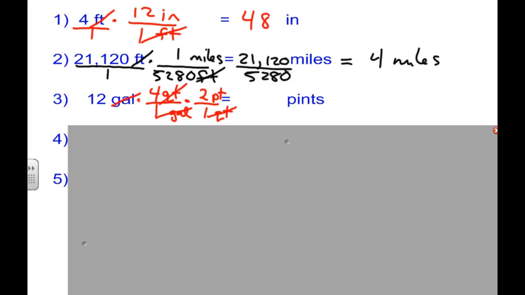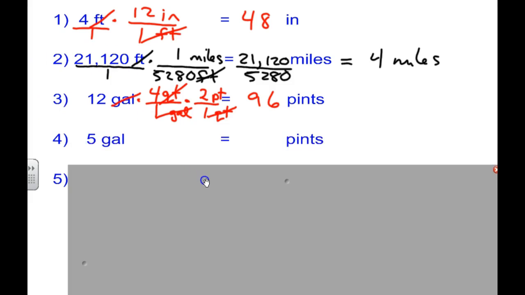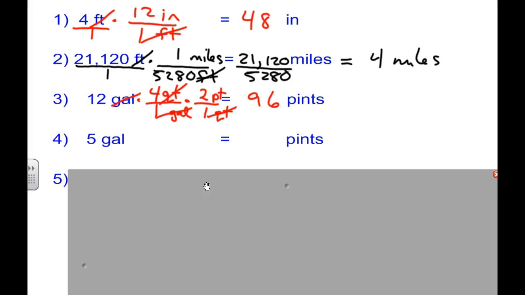We have 12 times 4, which is 48, and 48 times 2 is, yay, 96 pints. That's a lot of pints. But that's a lot of gallons, isn't it? 12 gallons. Okay. Next one. See if you can take 5 gallons to pints. And pause the video, come back and check your answer.